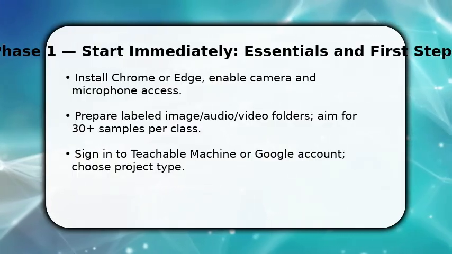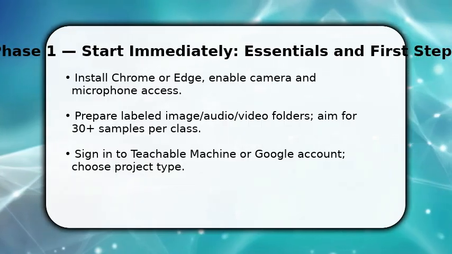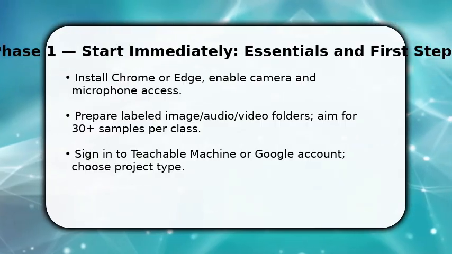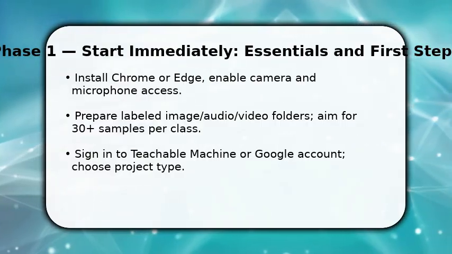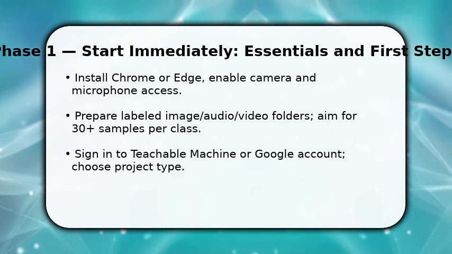Make folders with at least 30 varied samples per class so the model generalizes. At this stage, you're not tweaking architecture. You're creating reliable, labeled data, the foundation that determines model performance. Next, focus on detailed execution.